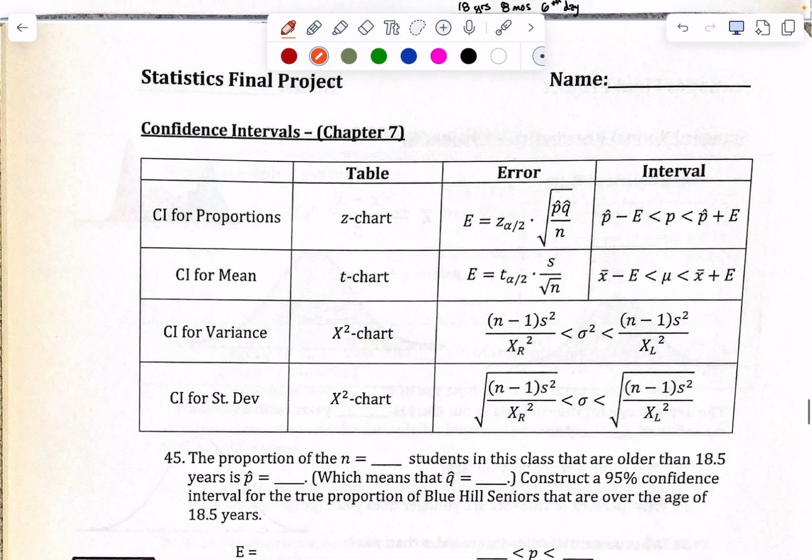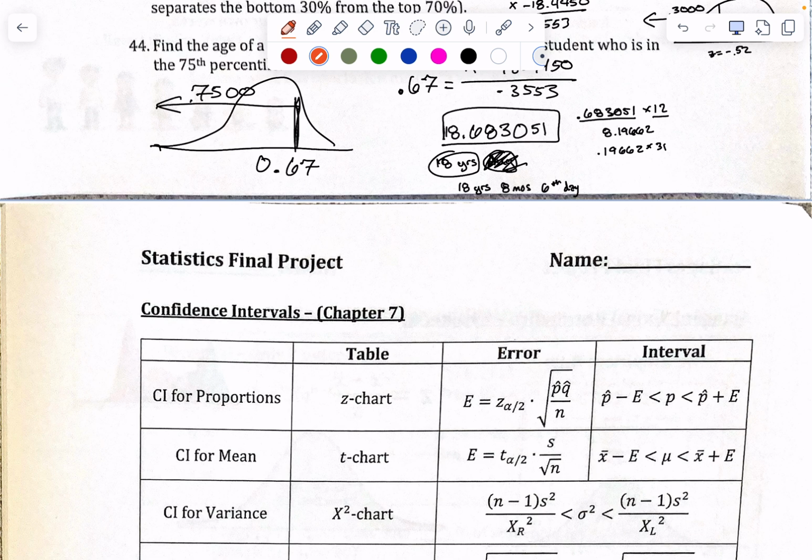Then we take the 0.196 and we took that times 31 because the 8th month has 31 days in it.